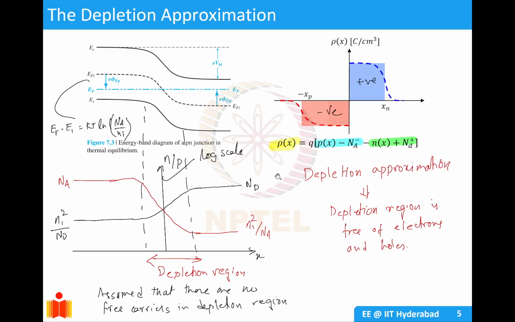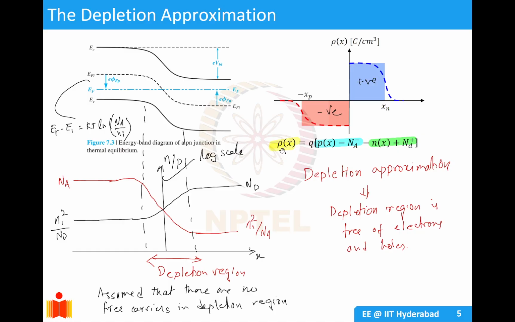Next is the depletion approximation. So you take this central region as your depletion region. When you draw these, you will see there is some curvature to it, but we have assumed that there are no free carriers in the depletion region. So what we will do is we won't consider this curvature. We'll consider these as straight lines. So ideally your depletion region looks like this, but we will consider them to be like this.